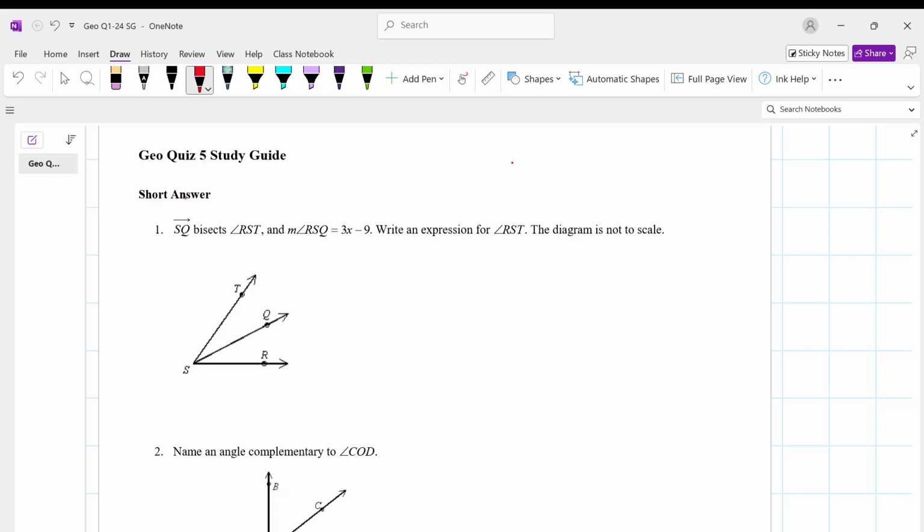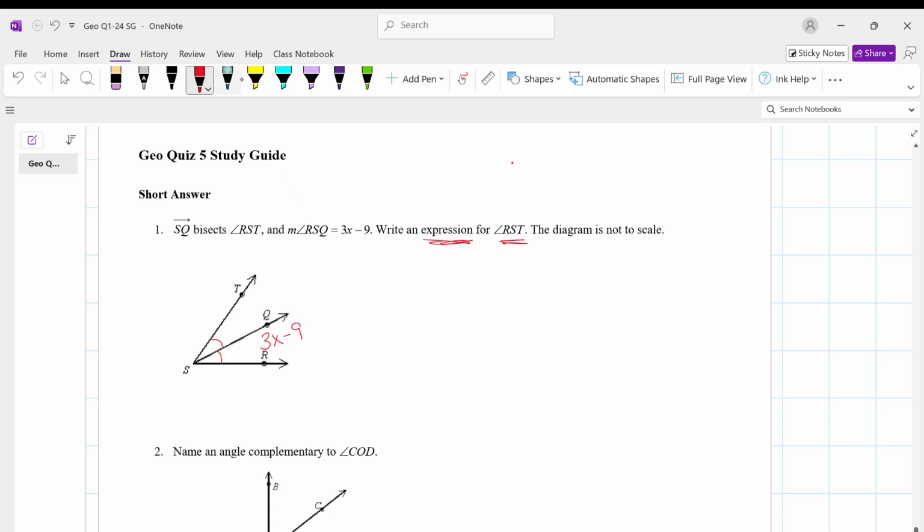Problem number 1. SQ bisects RST. That means that these two angles down here are congruent to each other. The measure of RSQ, R to S to Q, is 3x minus 9. Write an expression for angle RST.